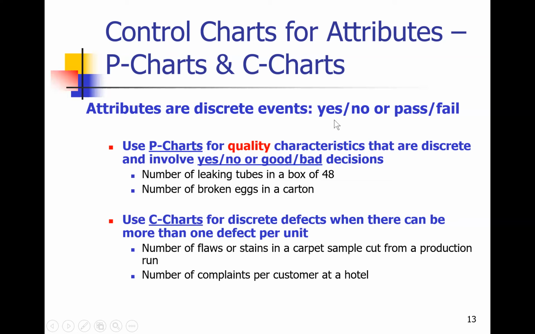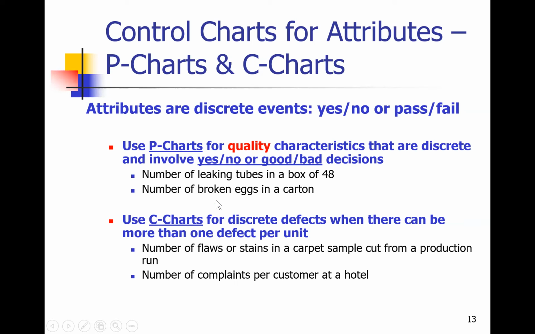Attributes are discrete events: yes, no, pass, fail. These are examples of attributes. So use a P chart for quality characteristics that are discrete and involve yes, no, bad, good decisions. Whether you pass the exam or not, whether your result is good or not, these types of decisions usually refer to a P chart.